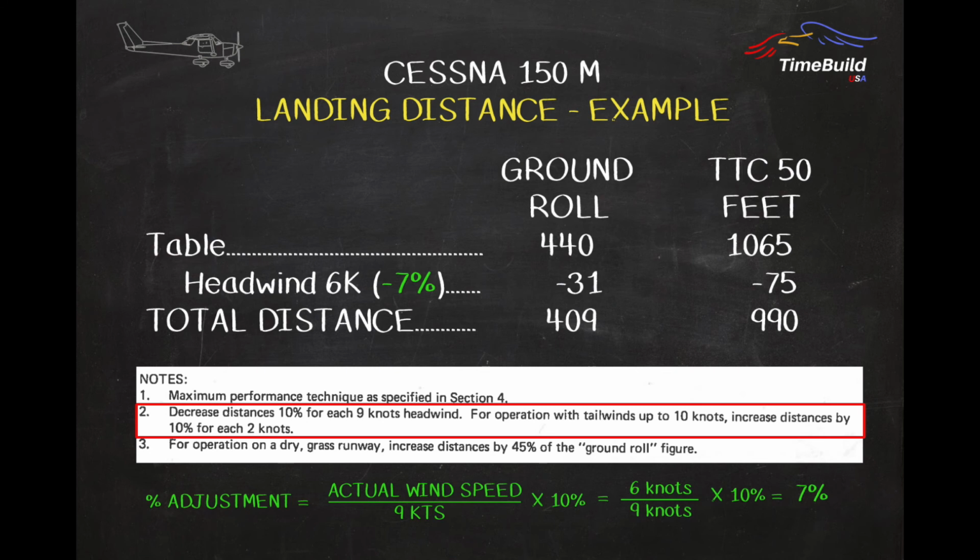As with the takeoff distance table, the final step is to apply the adjustments from the applicable notes. Note 2 directs us to decrease distances by 10% for each 9 knots of headwind. Interpolating for our headwind component of 6 knots means we should decrease distances by 7%. The interpolation formula is shown at the bottom of this screen. Subtracting the headwind allowance results in a computed landing distance of 409 feet and a distance to clear a 50-foot obstacle of just under 1,000 feet.